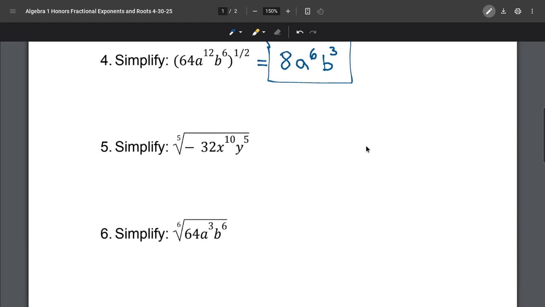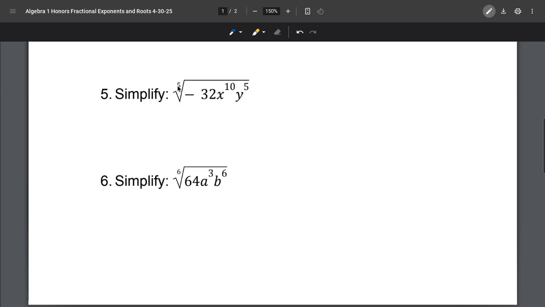Okay, next one. Now we're simplifying the 5th root of negative 32 x to the 10th y to the 5th. So the 5th root of negative 32 is negative 2, because if we multiply 5 negative 2's together, we get negative 32. For the 5th root of x to the 10th, think of this as 10 times 1/5, so it's going to be x squared. And then think of this exponent, 5 times 1/5 is 1, so it's x squared y. So negative 2 x squared y is our solution here.